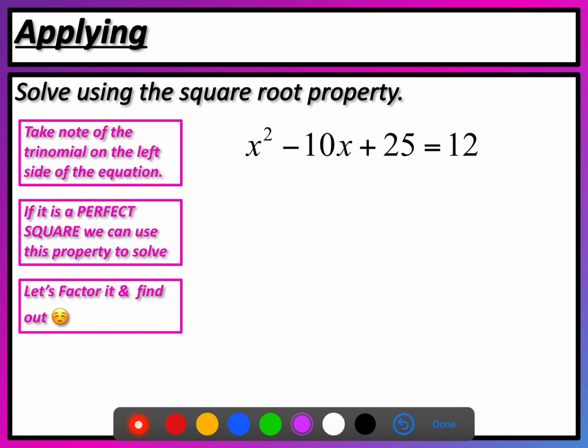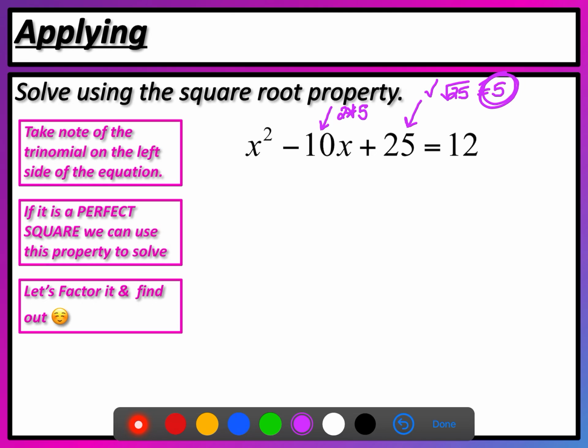Okay, so I have another trinomial. I'm going to check. Is it a perfect square trinomial? All right, so is my last term a perfect square? Yes, it is. It's 25, right? And we're going to figure out what's the square root of that. It's 5. So now look at your middle term, and you can disregard the sign.